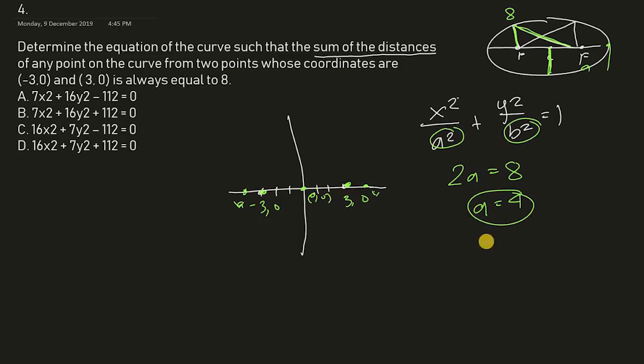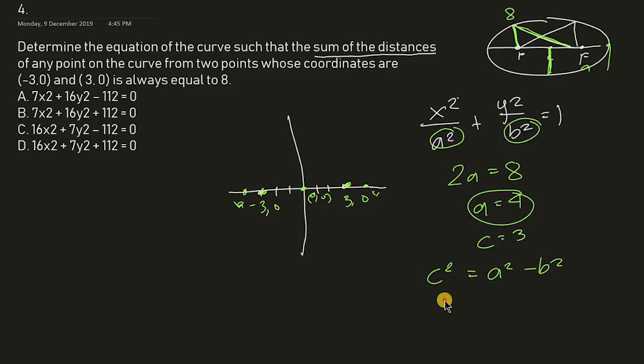Pero I know that C is 3. How did I know that C is 3? That's the distance of the foci to the origin. That's 3. Alright? So, what I can do is to use the formula C squared is equal to A squared minus B squared para mahanap ko yung value ng B.